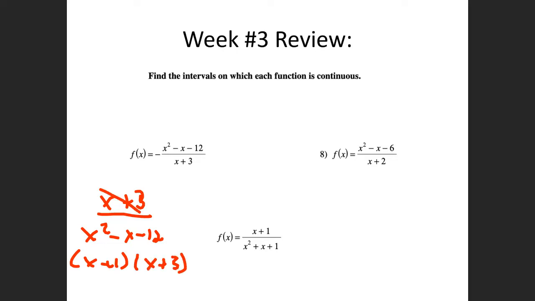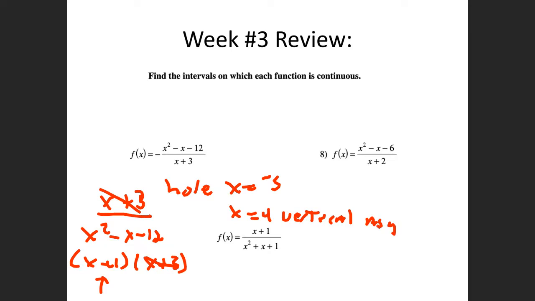Well, the x plus 3's will cross off, so I know there's a hole at x equals negative 3. However, this doesn't cross off, and it's still in the denominator. So whatever makes that equal to 0, well, x equals 4 makes that equal to 0. There's a vertical asymptote. So I know there's a vertical asymptote there. So factoring is a huge skill that students of calculus need to have, because it really does help when you can factor.